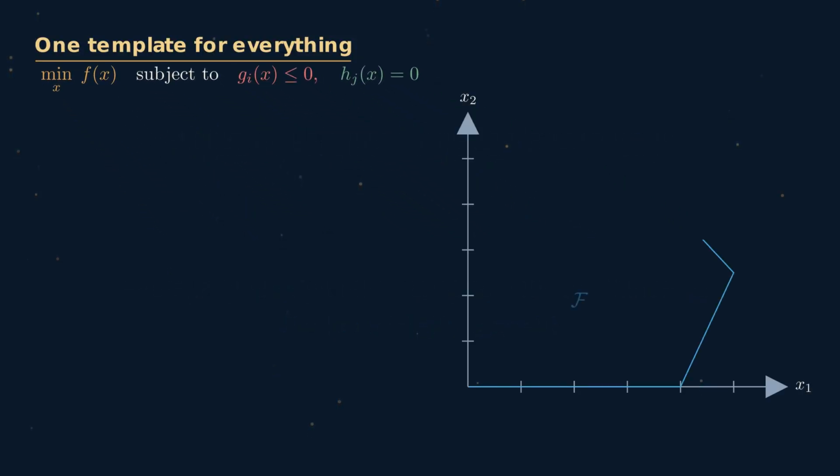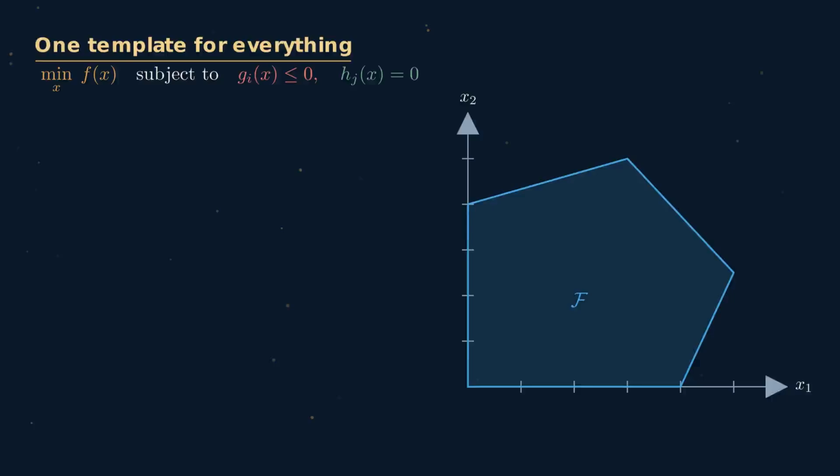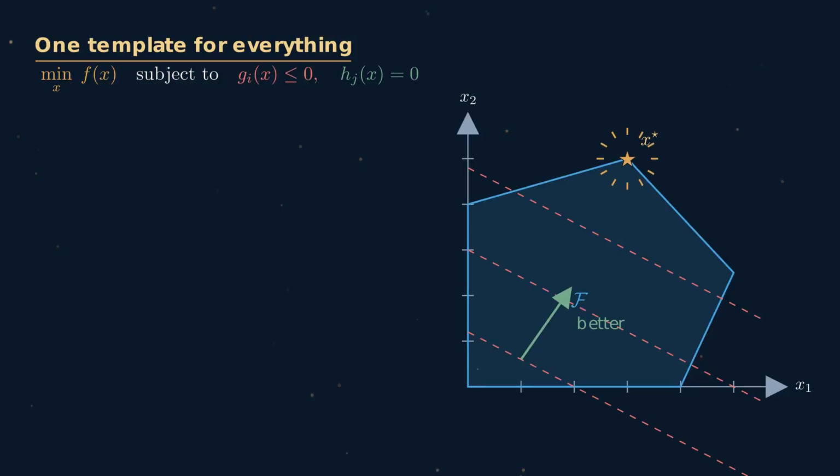Picture it. The feasible region is this shaded patch, fenced in by the constraints. Now slide the objective across it. These dashed lines are equal value contours, and the green arrow points toward better. Push as far as the region allows, and you slam into a corner. For a linear objective, the best feasible point sits right at a vertex. That corner is X star, the optimum.